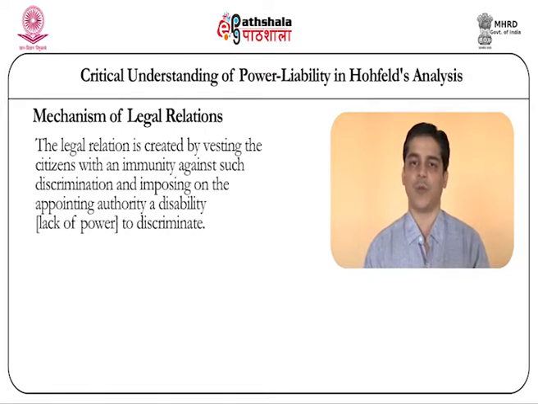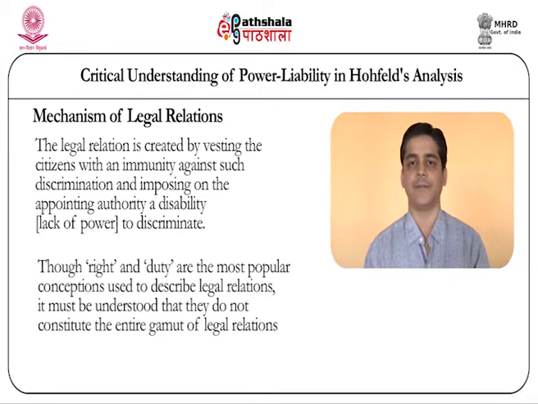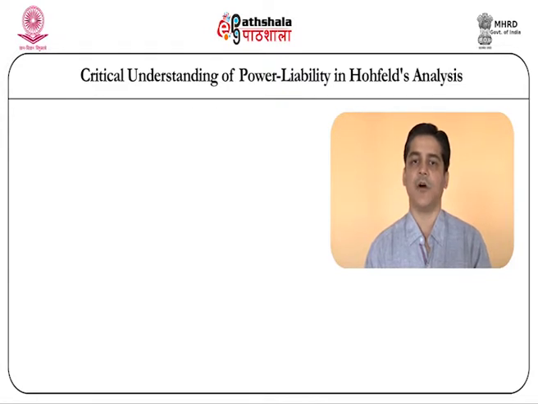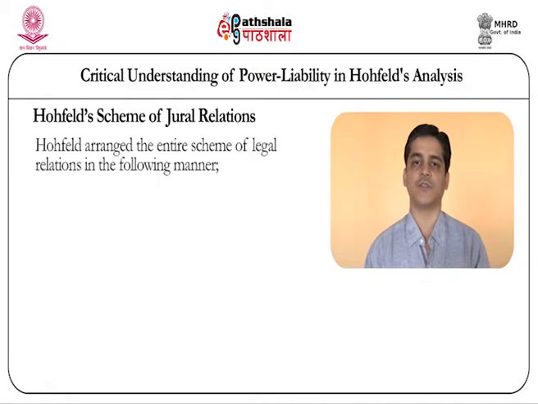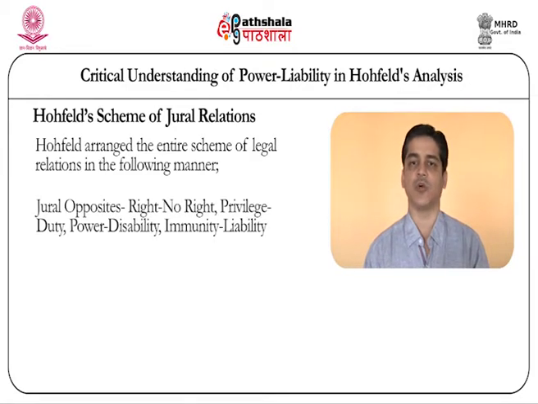The most popular, the most obvious legal relation through which law operates is right and duty. And most of human history is dedicated to the analysis of right and duty only. But one of the primary tasks which Hohfeld accomplished was to distinguish right-duty relations from other relations. He contended that all legal relations cannot be characterized as right and duty. There are different types of legal relations through which law seeks to achieve its purpose. Hohfeld's basic scheme of jural relations was of two types, jural opposites and jural correlatives.